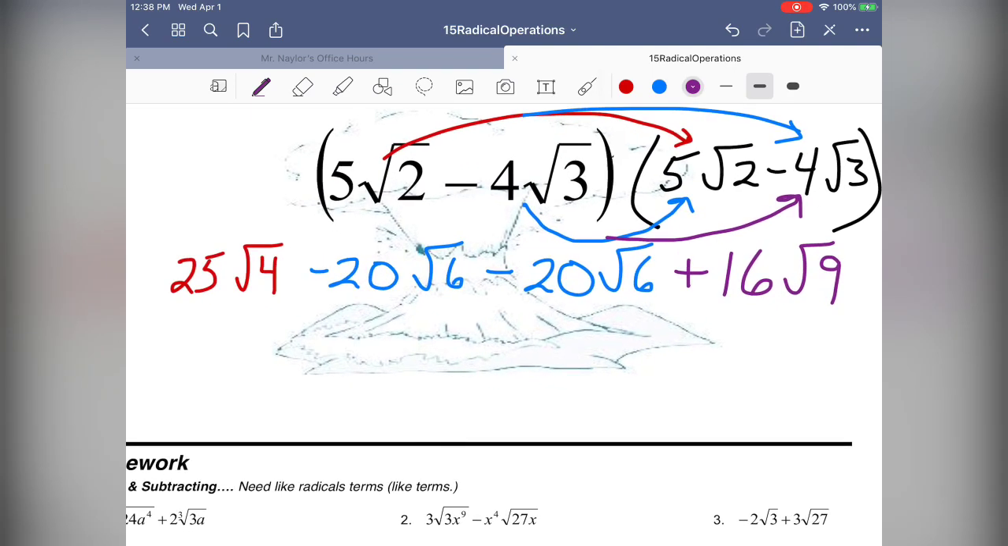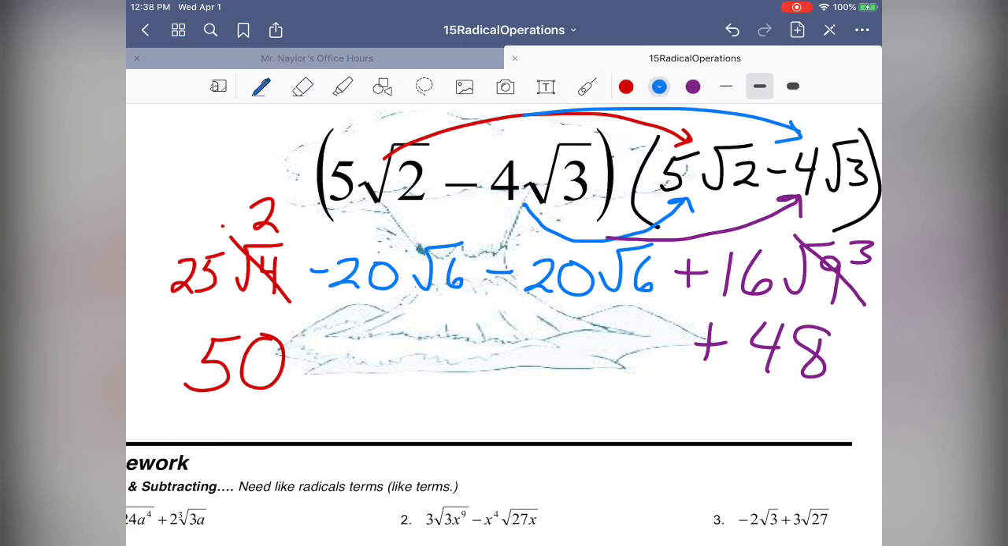Now, there's some math that can be done. You should recognize that the square root of 4 is actually the same as 2. So now I have 25 times 2. That's actually known as the number 50. You have some math happening right here. The square root of 9 is actually the number 3. So now I have 16 times 3, which is actually known as the number 48.